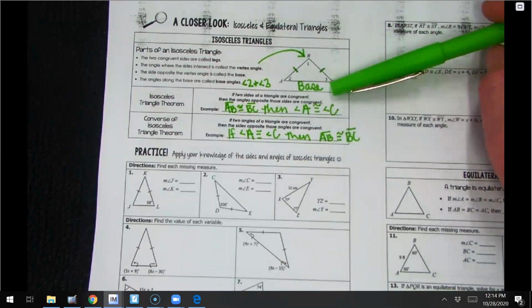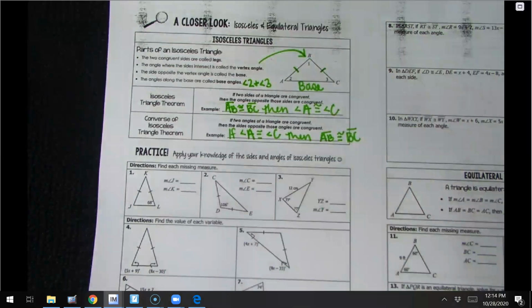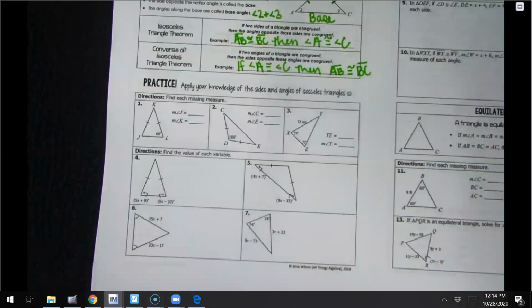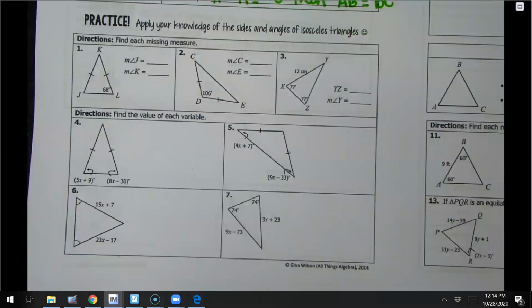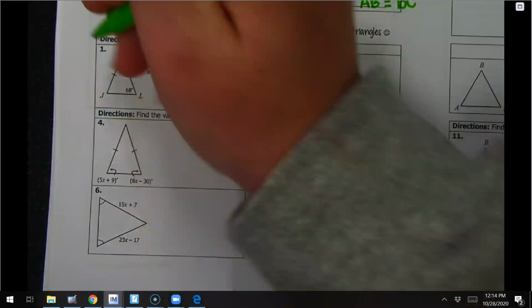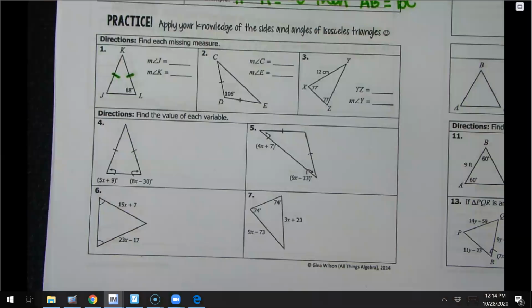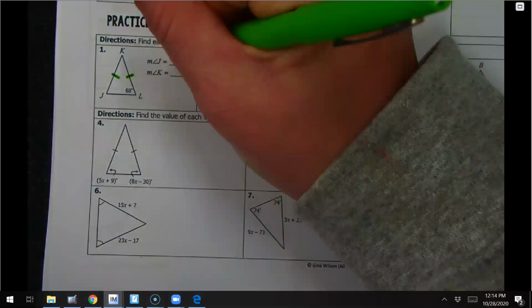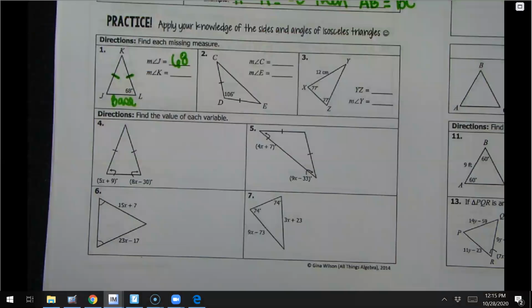Okay, so if we look at number 1. Number 1 has one angle that's 68. But they tell you with these hash marks that our sides are equal. So who else is 68? J. Because this is my base, which means my base angles are the same. So if J is 68 and L is 68, what's K?